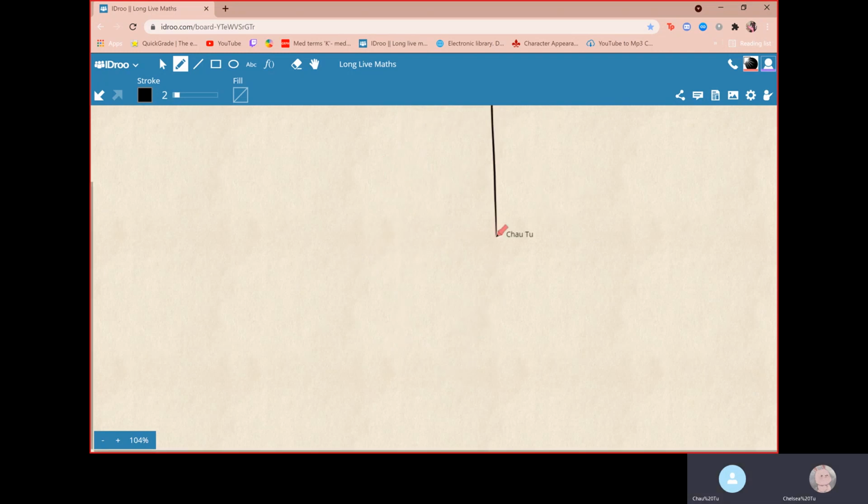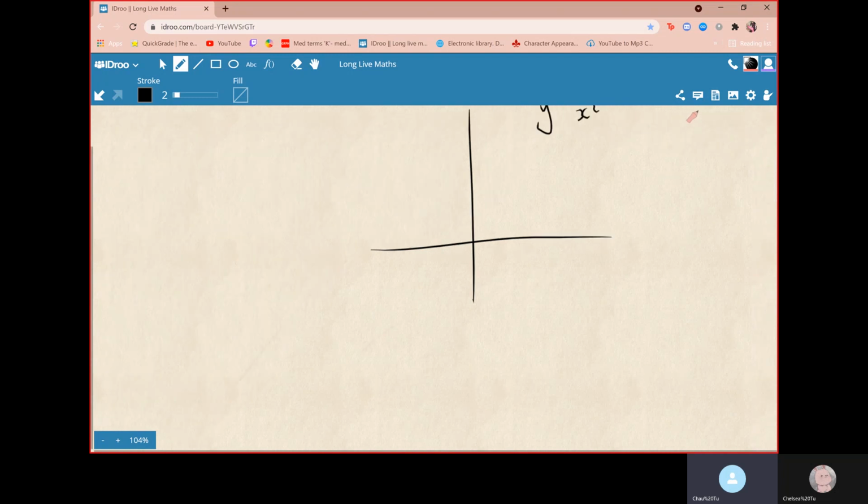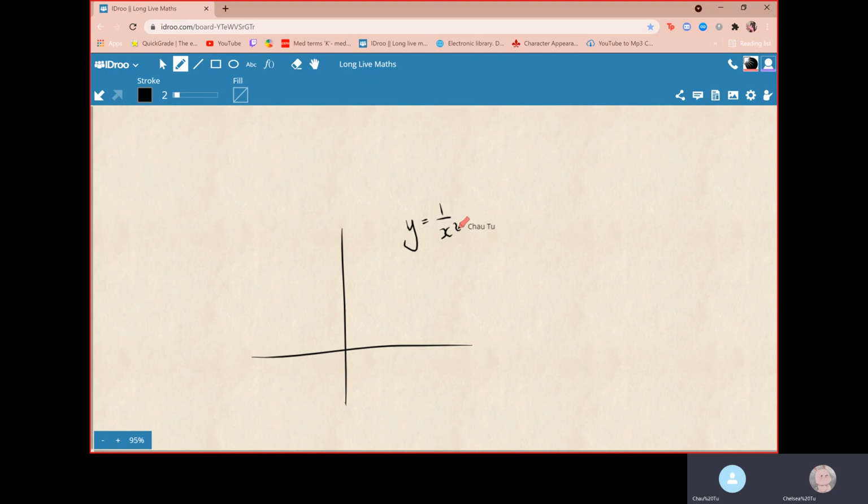What does this graph look like, Chelsea? y equals 1 over x squared. Scroll up a bit, Chelsea. What did you say you were doing in school at the moment? Surface area and volume.